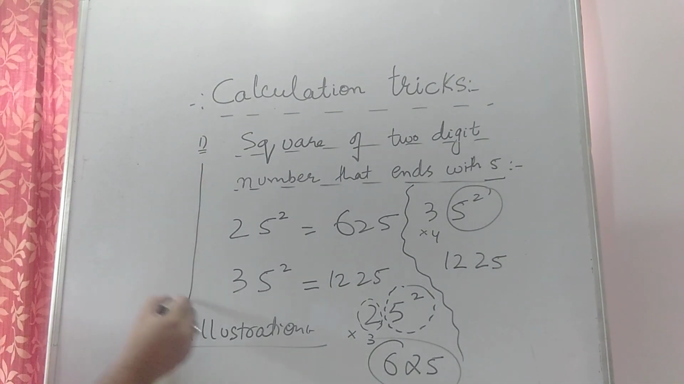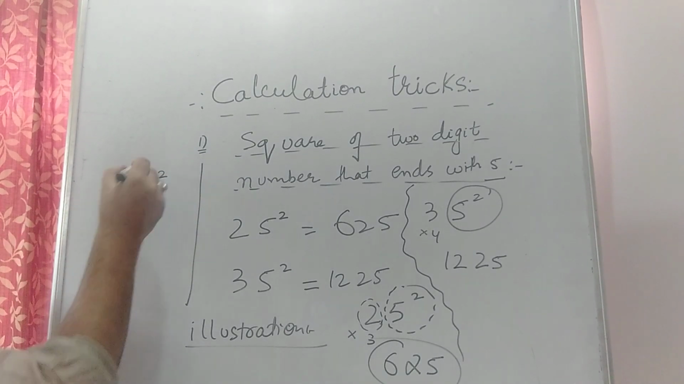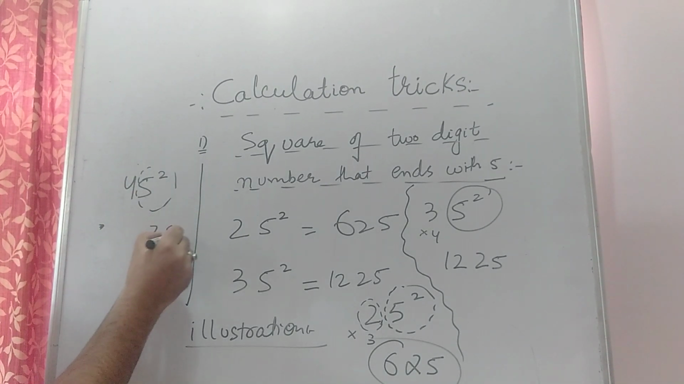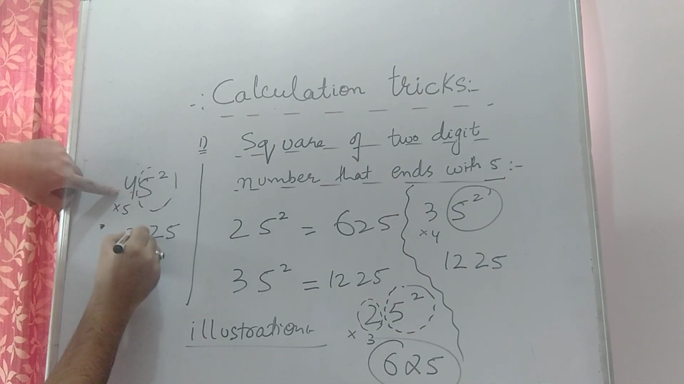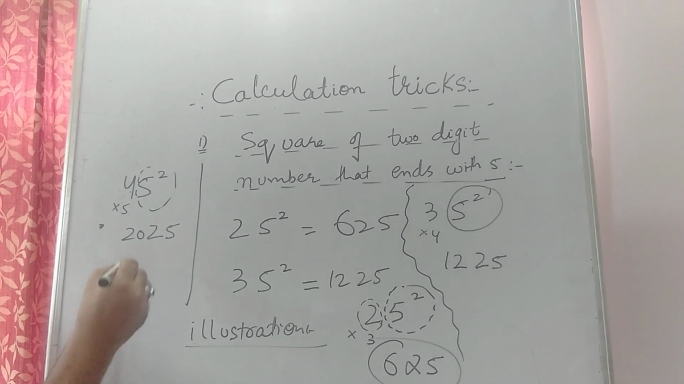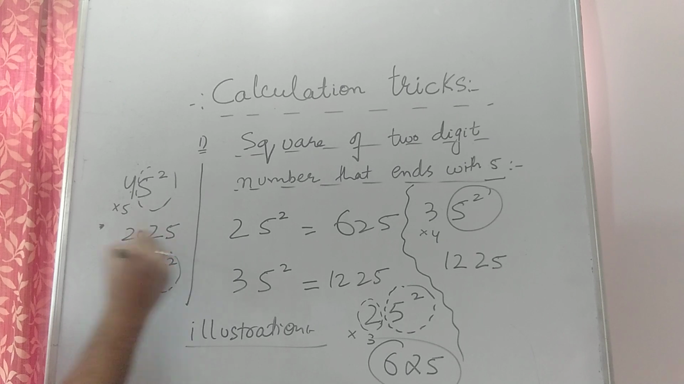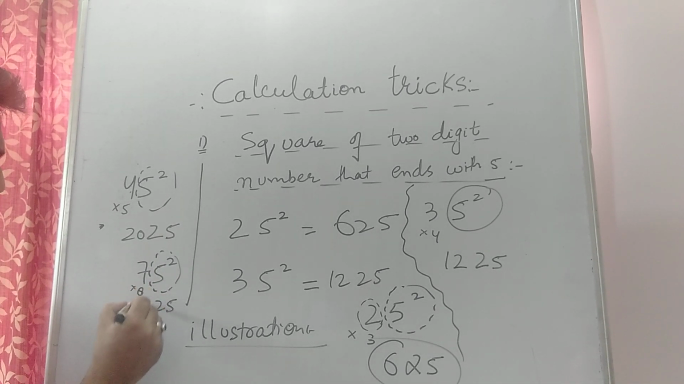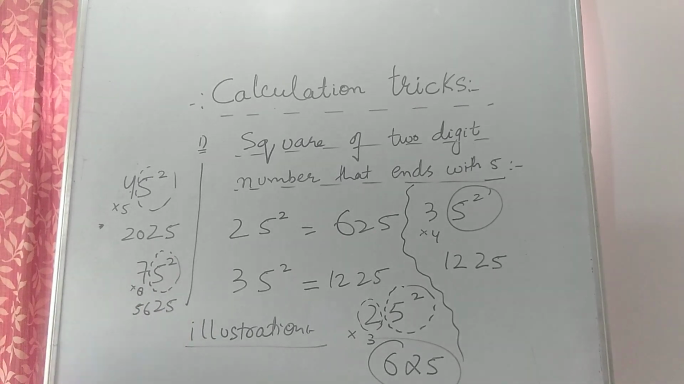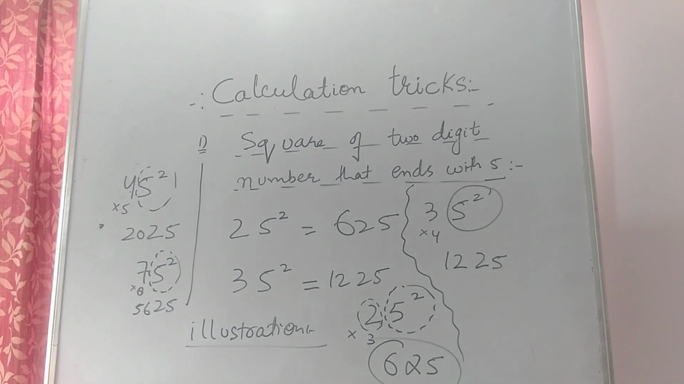Let me take another example. 45 square. What will be its answer? What is 5 square? 25. What is the digit after 4? 5. What is 4 into 5? 20. Take 75 square. What is 5 square? 25. What is the digit after 7? 8. What is 7 into 8? 56. So answer is 5625.